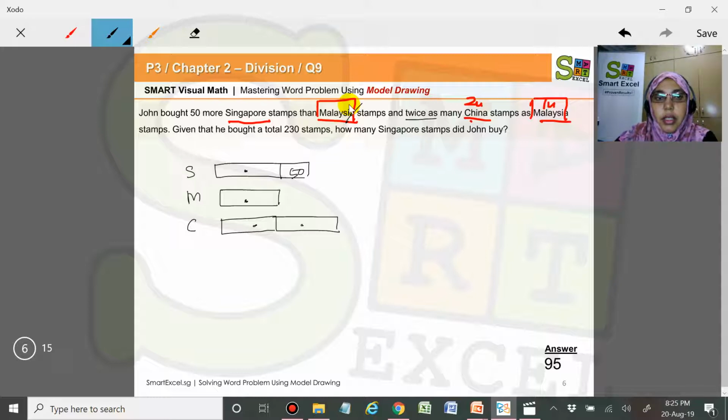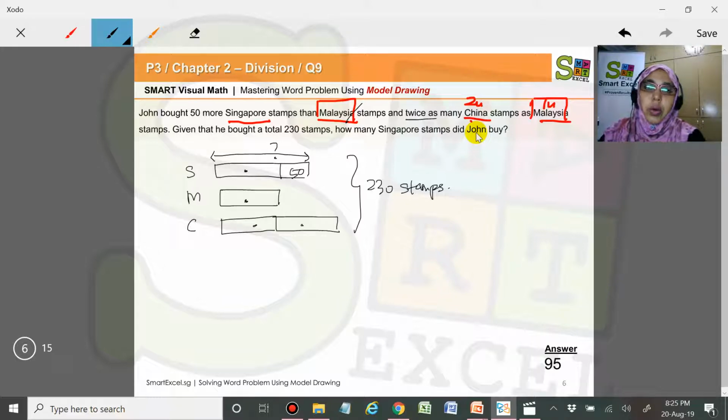Given that the total for all of them is 230 stamps, they asked to find out how many Singapore stamps John had. Singapore stamps will be from here to here. That's our question mark. How do we get this? We can see quite clearly that the total of this whole thing is 230.